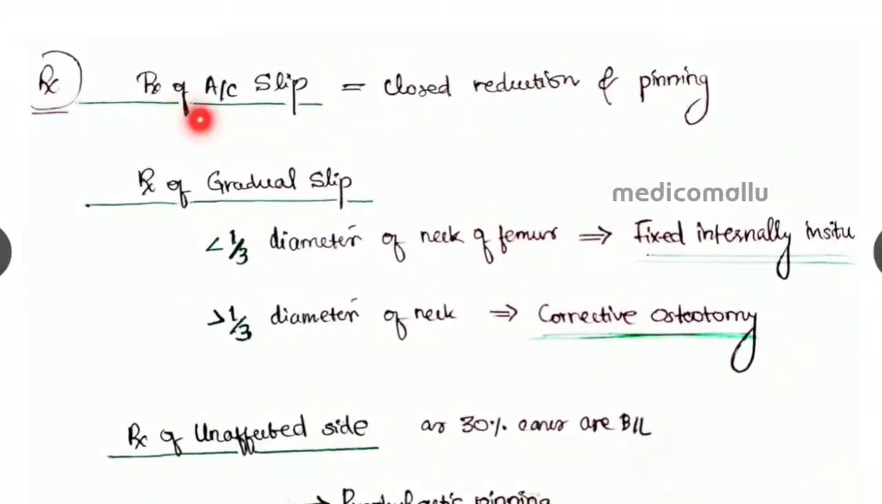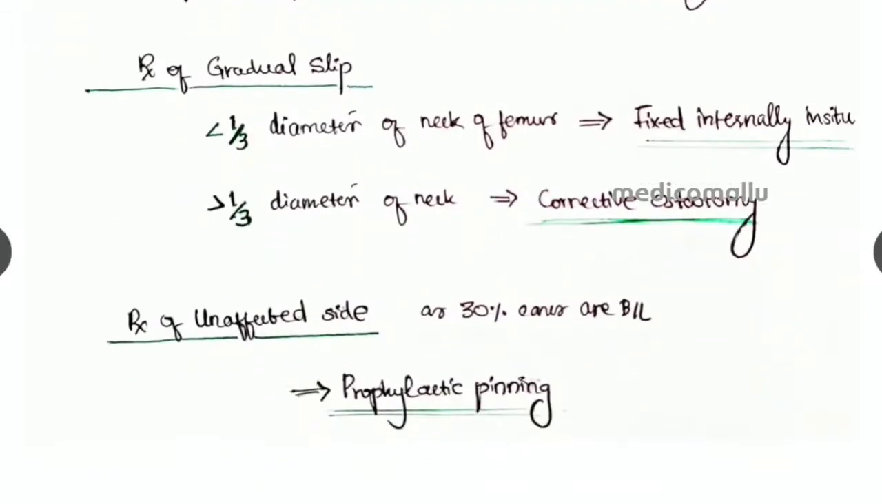Regarding the treatment of the acute slip, we can do a closed reduction and pinning. In case of gradual slip, if less than 1/3 of the diameter of the neck of the femur is slipped, we can fix it internally in situ. If the slip is more than 1/3 of the diameter of the neck, then corrective osteotomy is the only possible way. For the unaffected side, we have to take prophylaxis, and as 30% of the cases are bilateral, prophylactic pinning must be done.